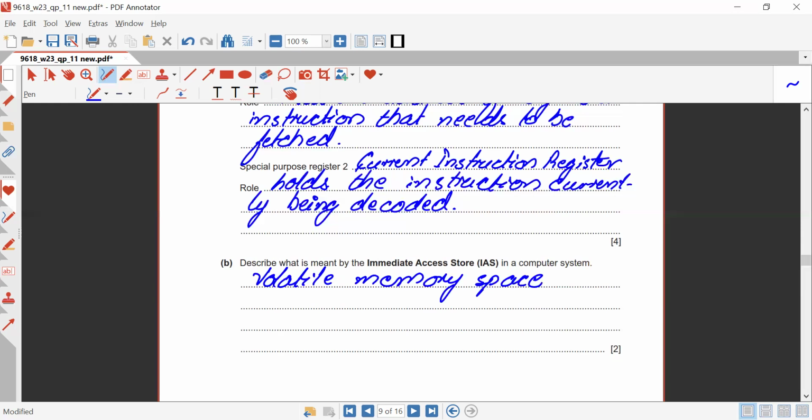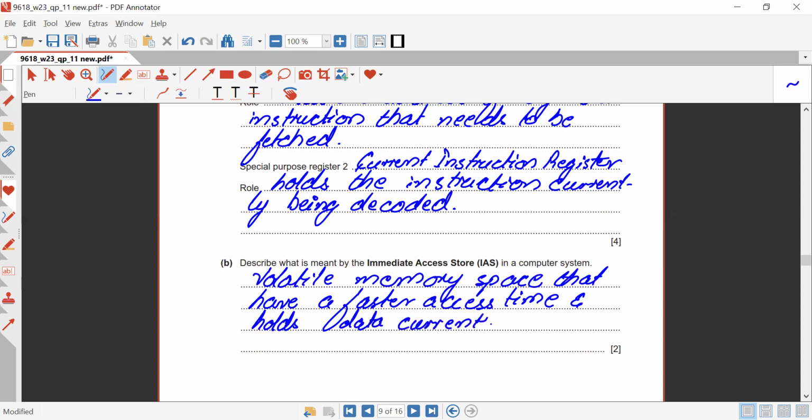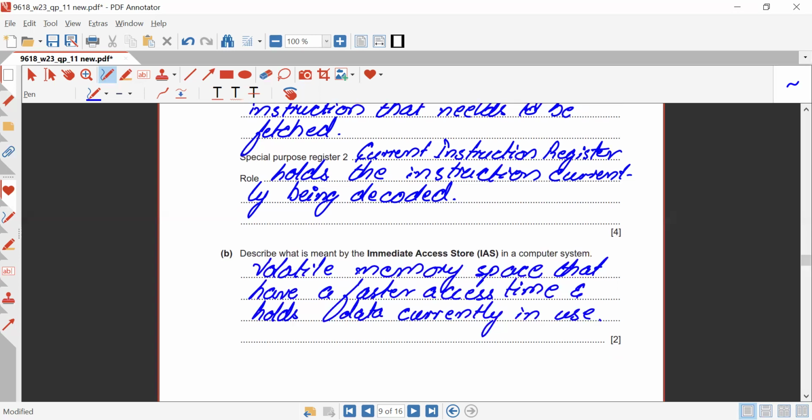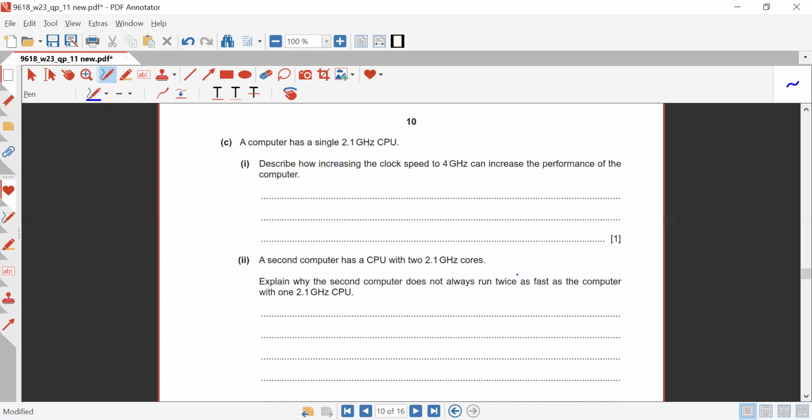Volatile memory space that has a faster access time, and it holds the data currently in use. Actually, I have written 3 points over here, so you may write 2 points. The last point, holds data currently in use, is the important point. Apart from that, you can write volatile memory space, or you can write the faster access time of the data.